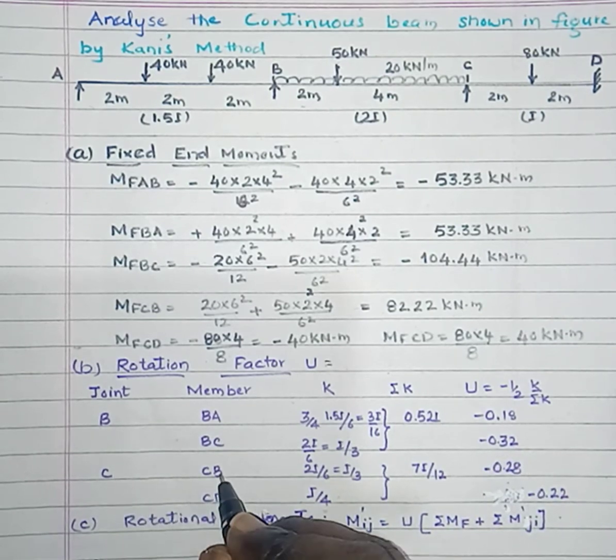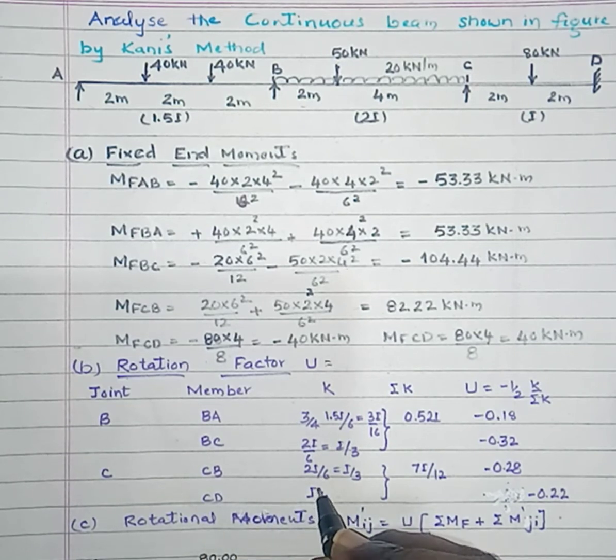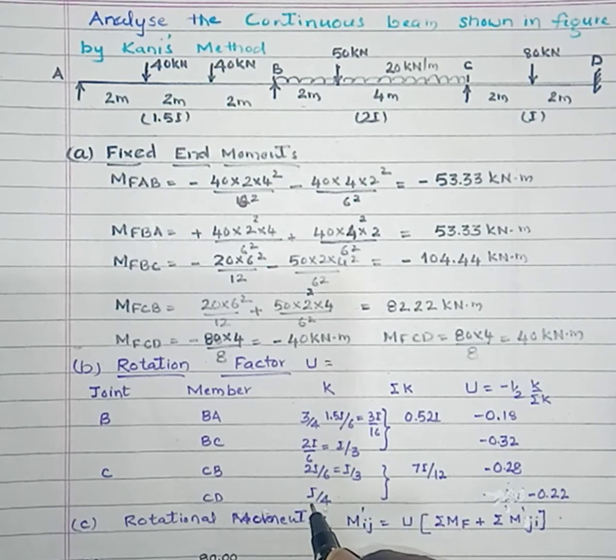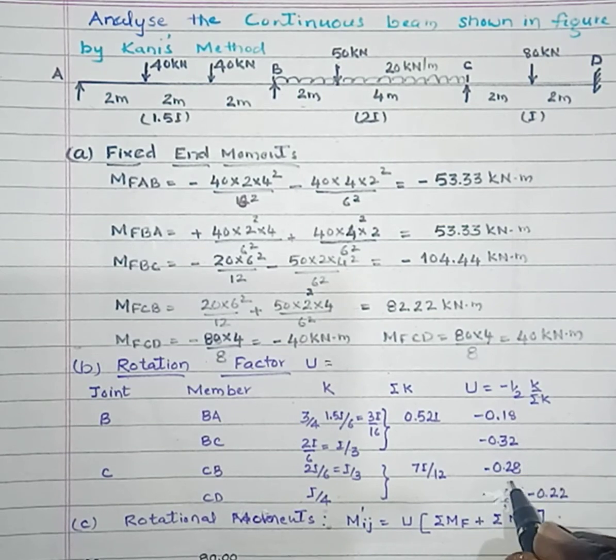Then at joint C, two members are connected, CB and CD. Here with respect to C, B is continuous, hence K equals I by 6 into 2, that is I by 3. Similarly for CD, K equals I by L, and since the end D is fixed, the K value is I by 4. The summation of KCB plus KCD equals 7I by 12. To get the rotation factor, substitute KCB divided by summation K into minus half, that one is minus 0.28. For CD, the rotation factor is minus 0.22.